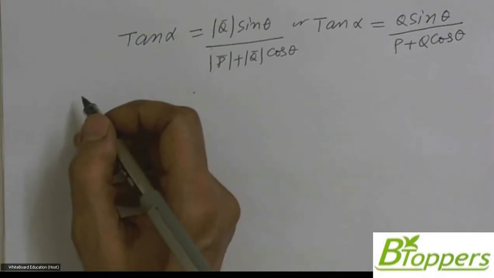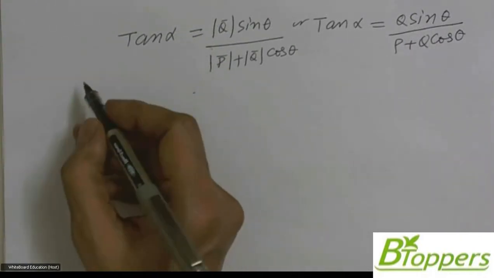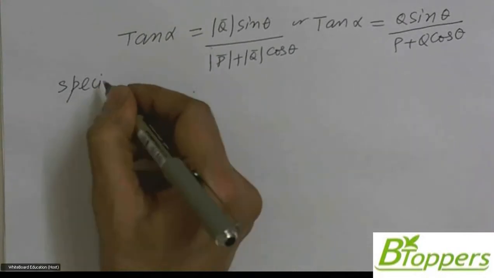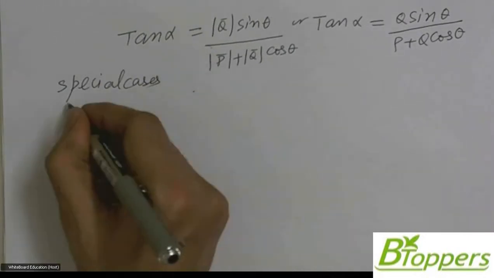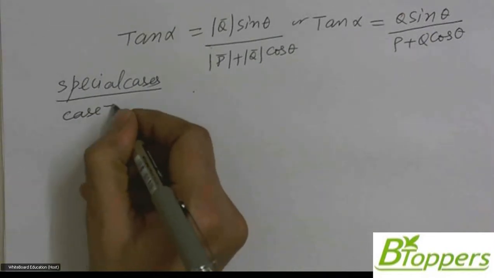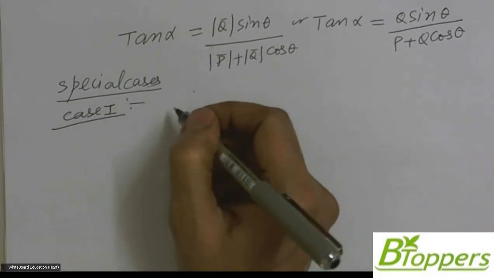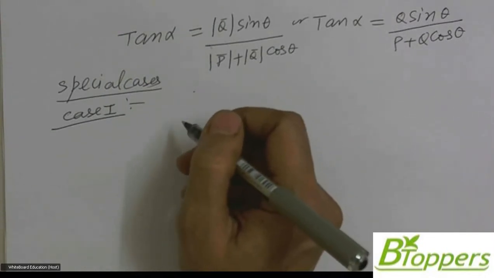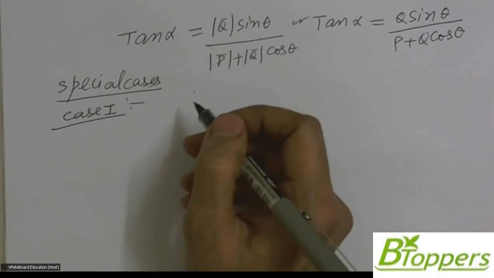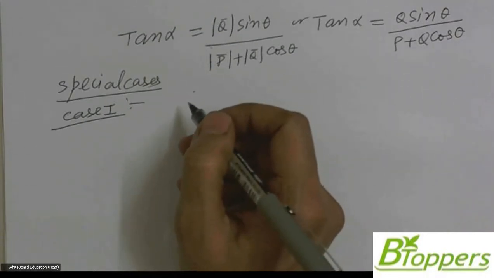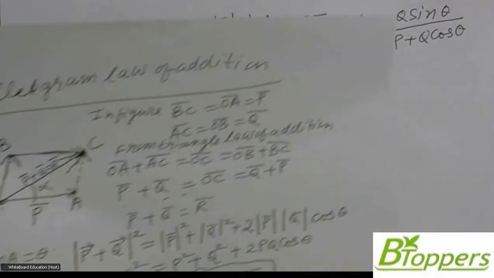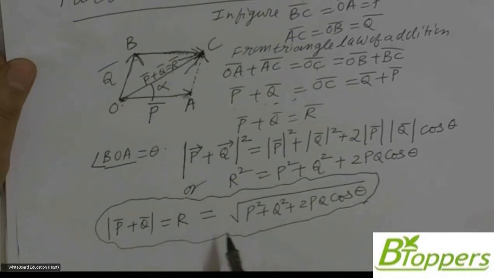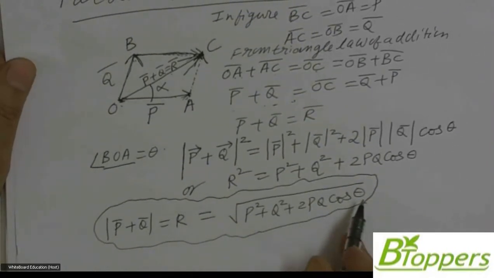Next, I would like to discuss some special cases in the parallelogram law of addition of vectors. As I discussed, the magnitude of the resultant of two vectors P bar and Q bar is given by R equal root of P square plus Q square plus 2PQ cos theta.